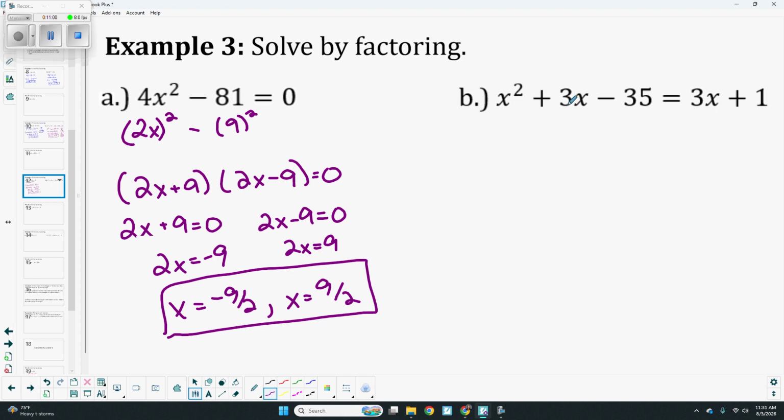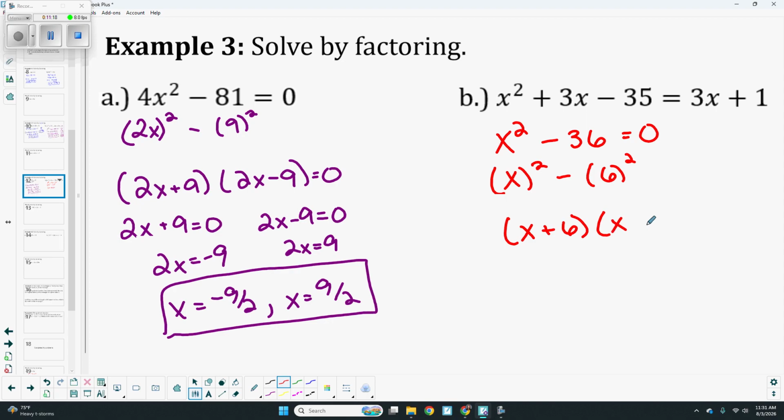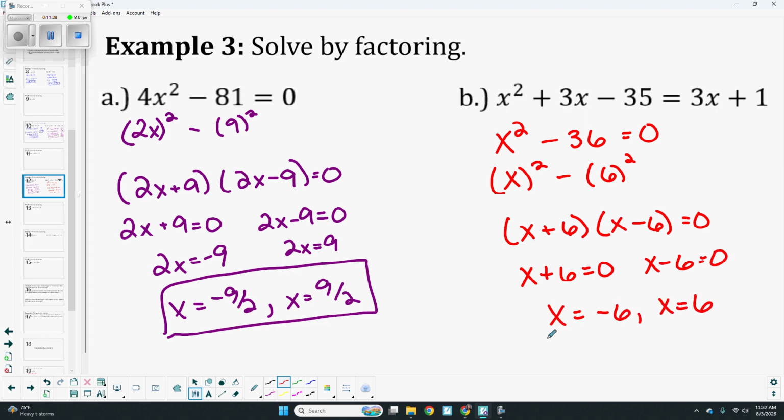All right, for this next one, if I were to move everything over so it's equal to 0, minus 3x minus 1, 3x is going to cancel out, and I'm left with minus 36. So this is really x being squared, and this is really 6 being squared. So that would be x plus 6, x minus 6. Setting each equal to 0 gives me x equals negative 6 and x equals positive 6.